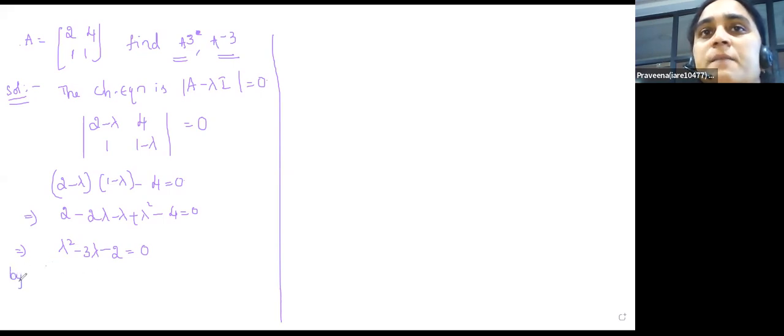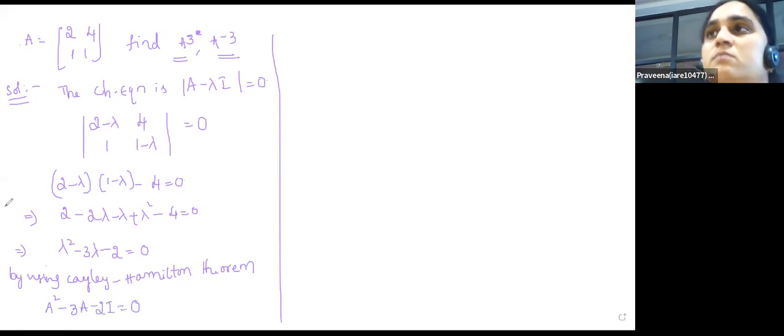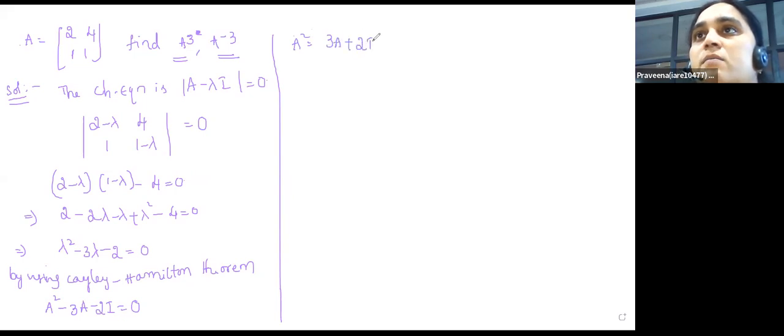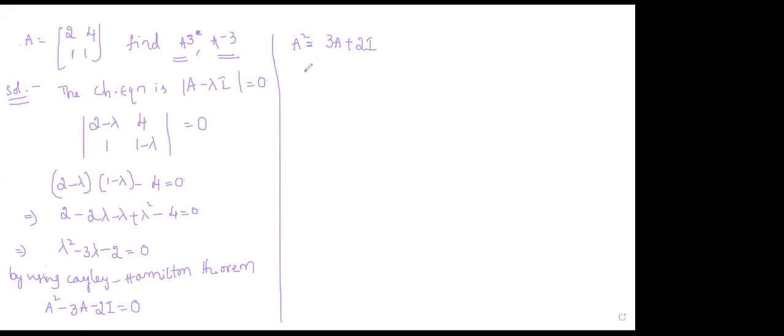Then by using Cayley-Hamilton theorem, A square minus 3A minus 2I is equal to 0. For that, what is A square? A square is 3A plus 2I. All of you got it? Same polynomial? Okay. From that, find A cube.